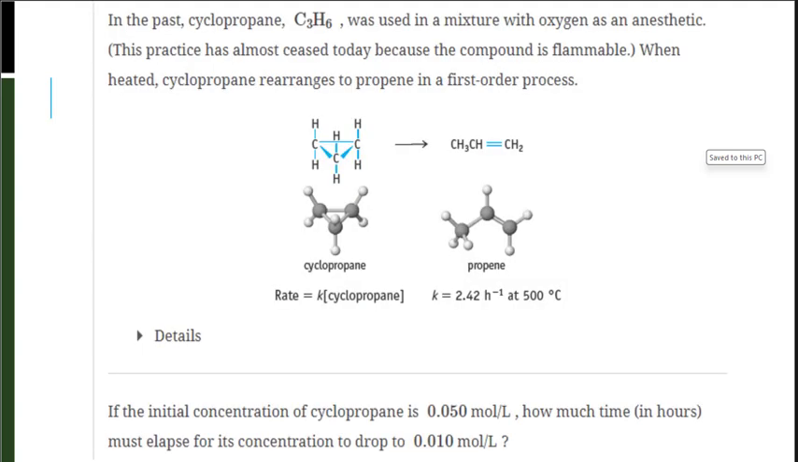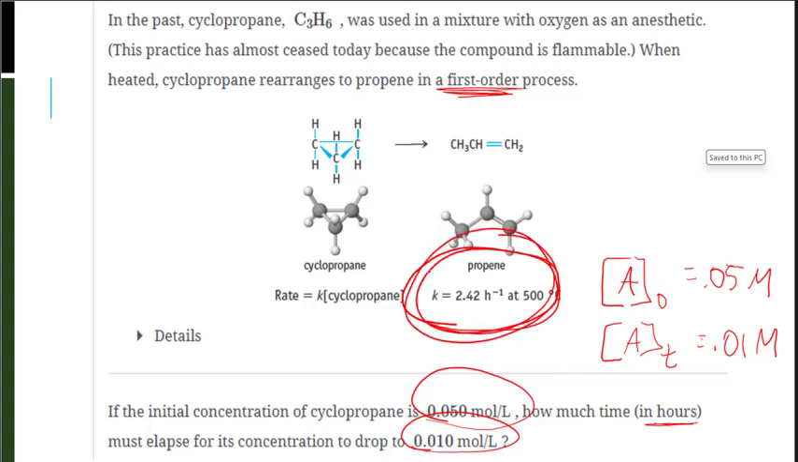Let's do a practice problem using our integrated rate law. In the past, cyclopropane was used in a mixture with oxygen as an anesthetic. This practice has almost ceased today because the compound is flammable. When heated, cyclopropane rearranges to propene in a first order process, so we're told it's first order. If the initial concentration of cyclopropane is 0.05 molarity, how much time in hours must elapse for its concentration to drop to 0.01 molarity?